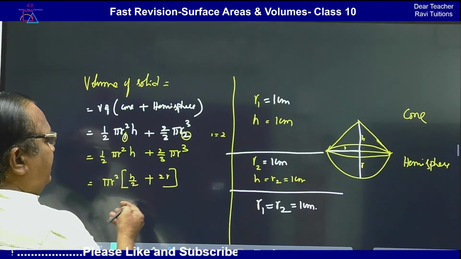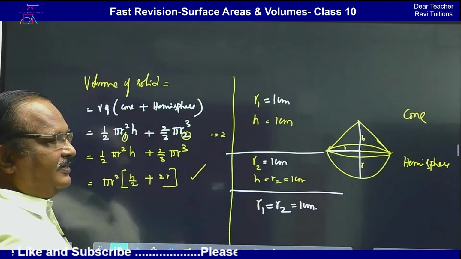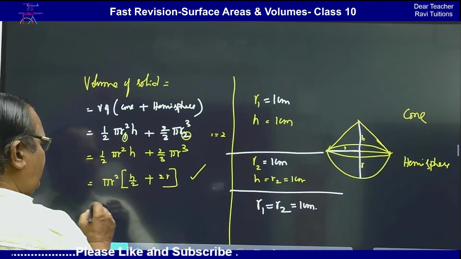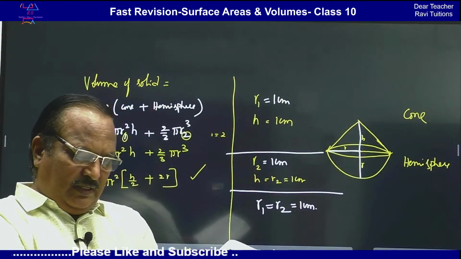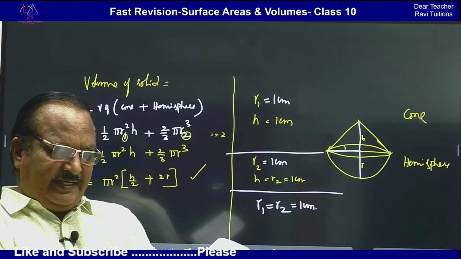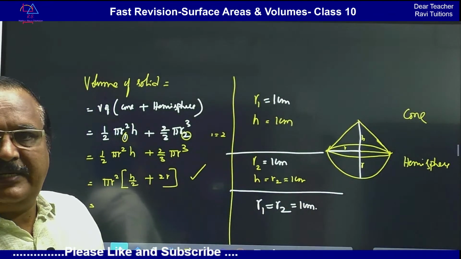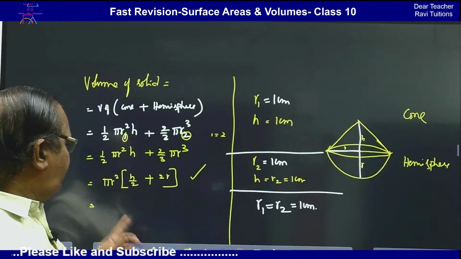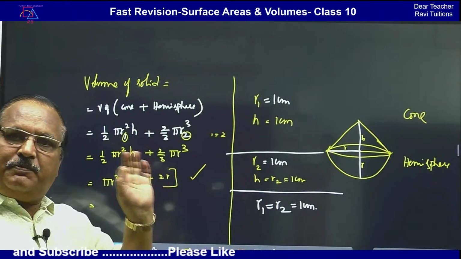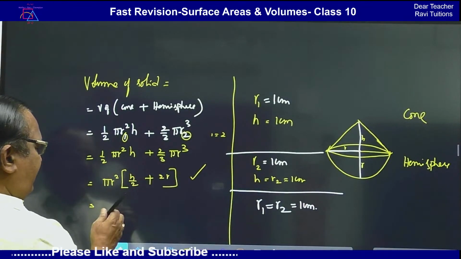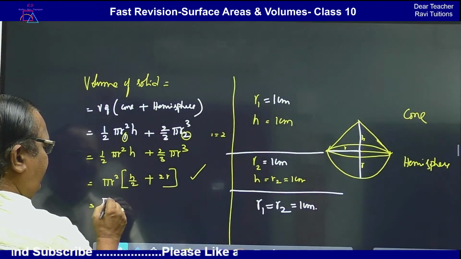So now say this is the final equation. Substitute the values. He has asked us to find the volume in terms of pi. That means pi you should not change. Pi should be pi only. So I will write pi.